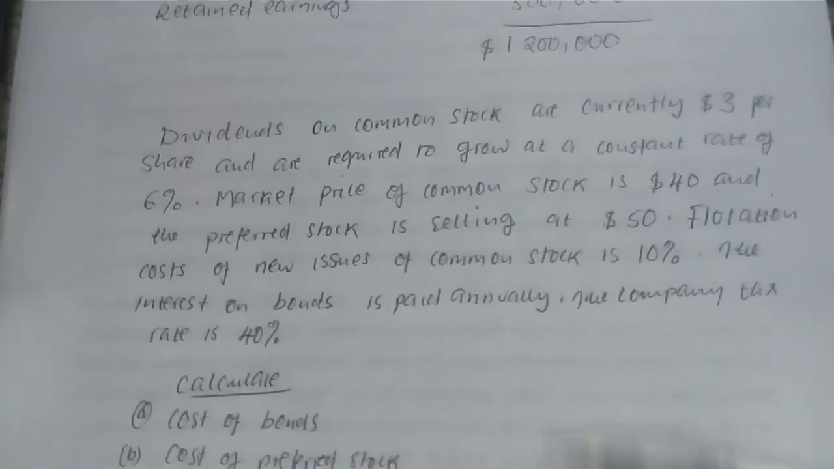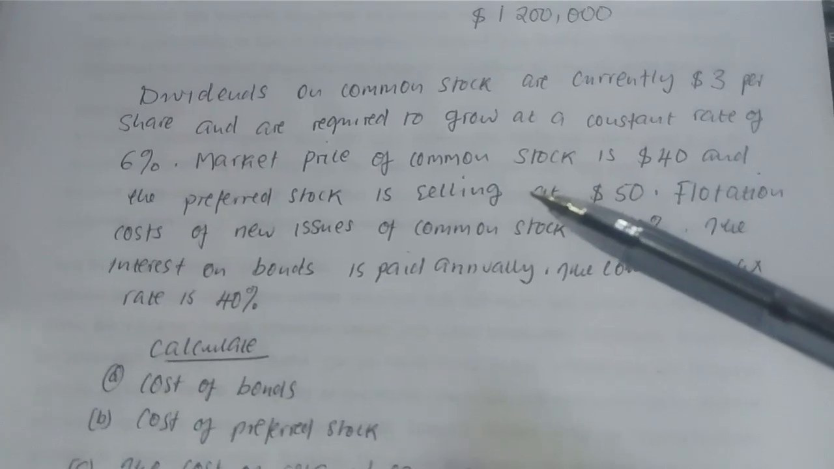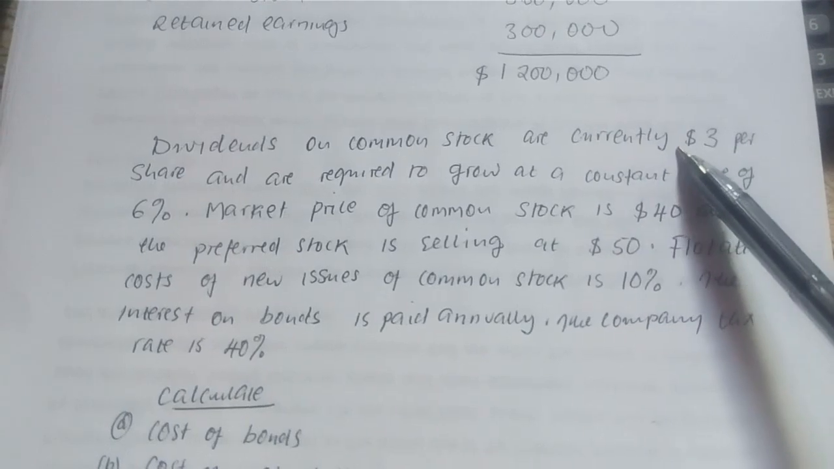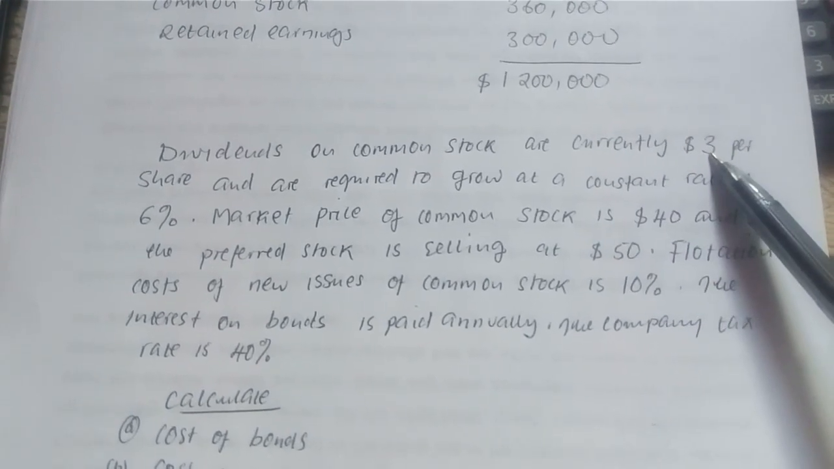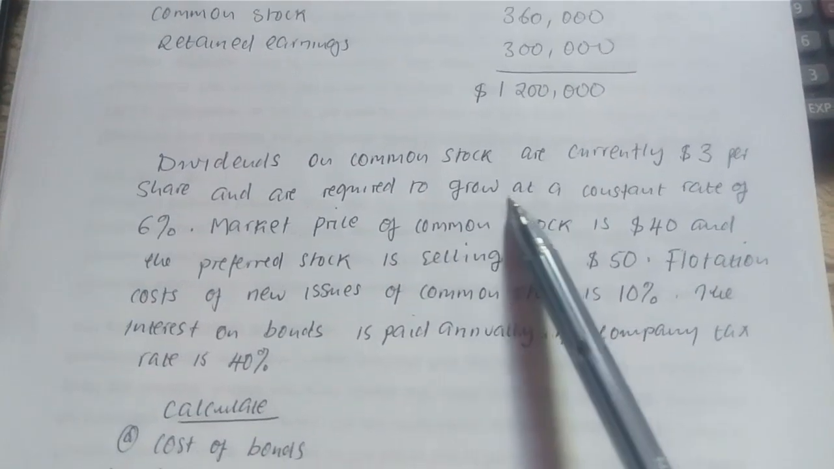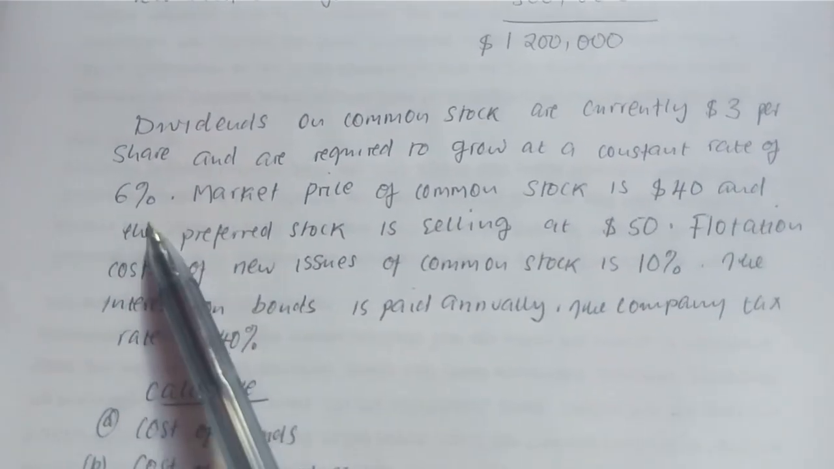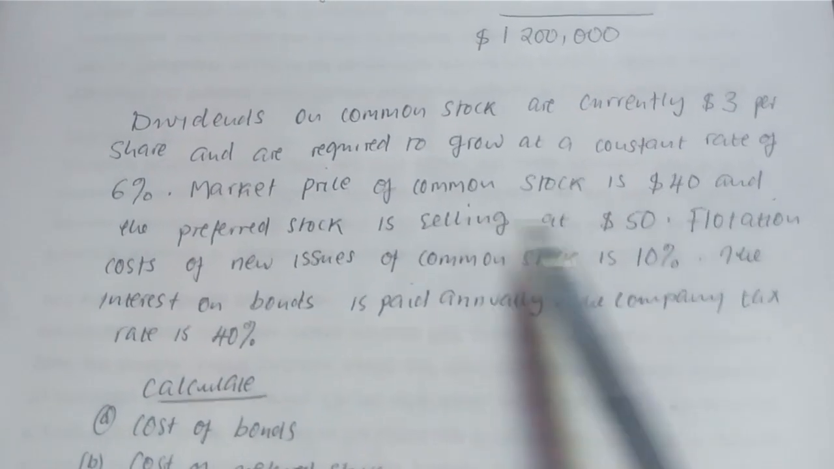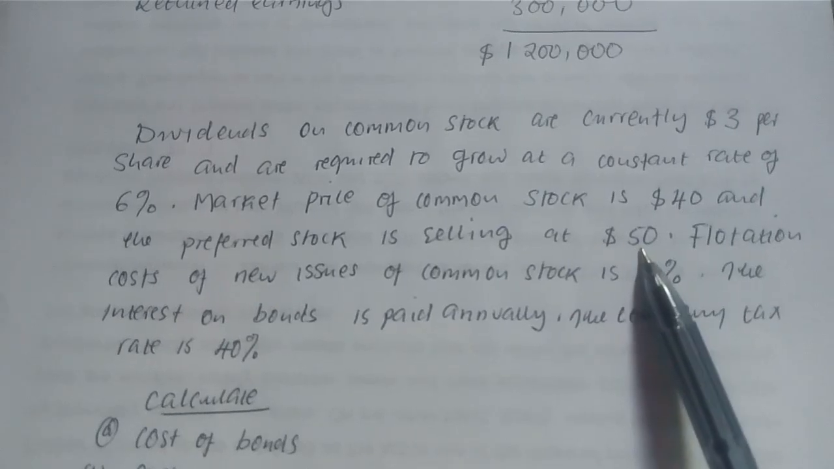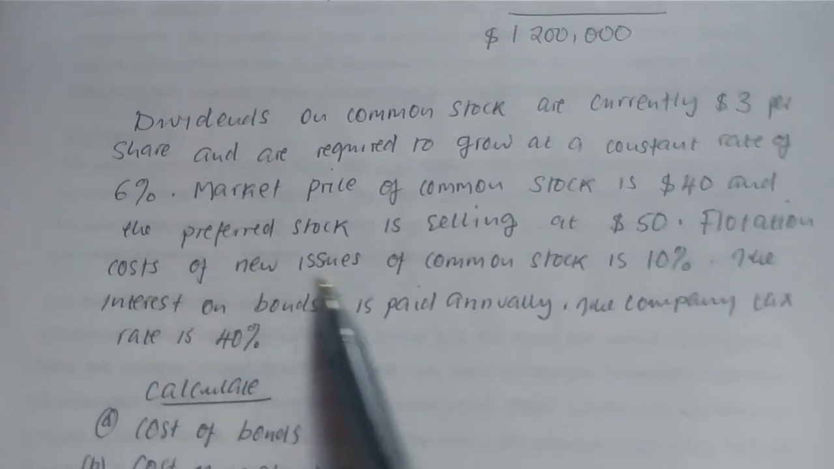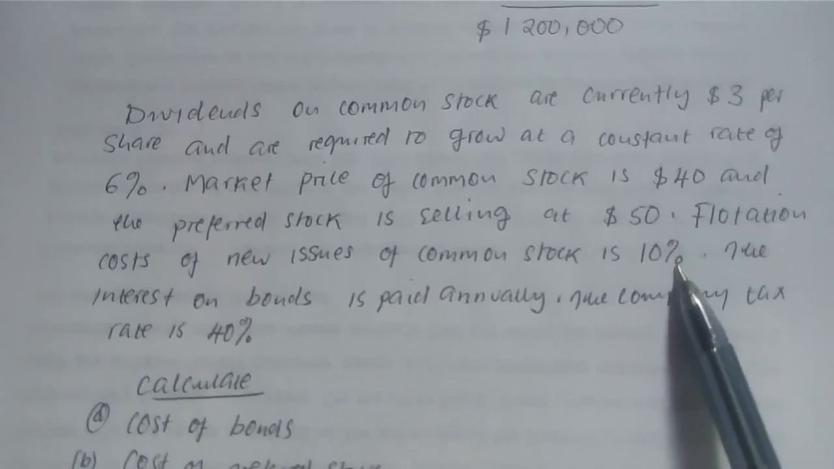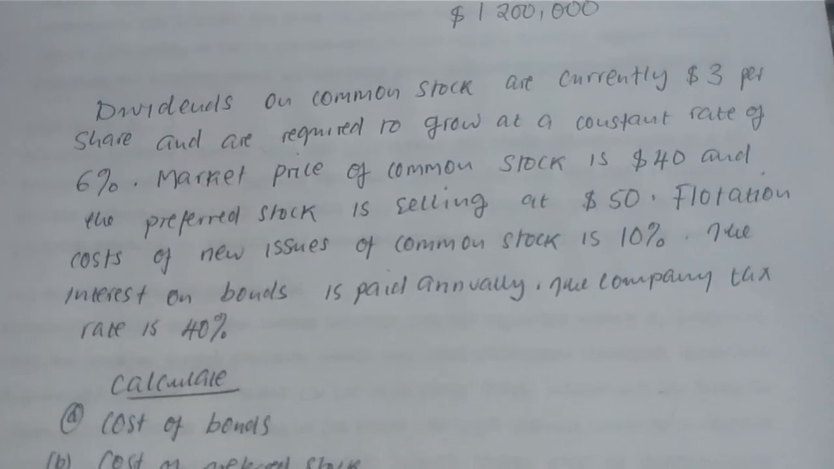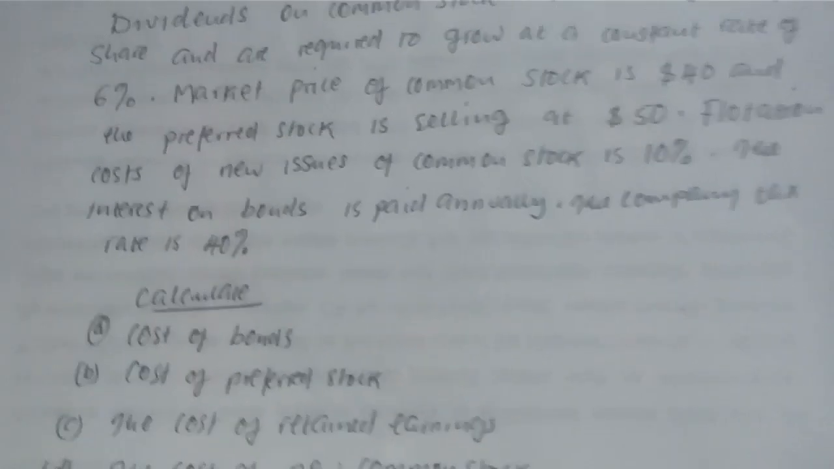$1,200,000. Then the additional information that we have here is that the dividends on common stock are currently at $3 per share and are required to grow at a constant rate of 6%. Market price of common stock is $40 and the preferred stock is selling at $50. Flotation cost of new issues of common stock is 10%. The interest on bonds is paid annually. The company tax rate is 40%.